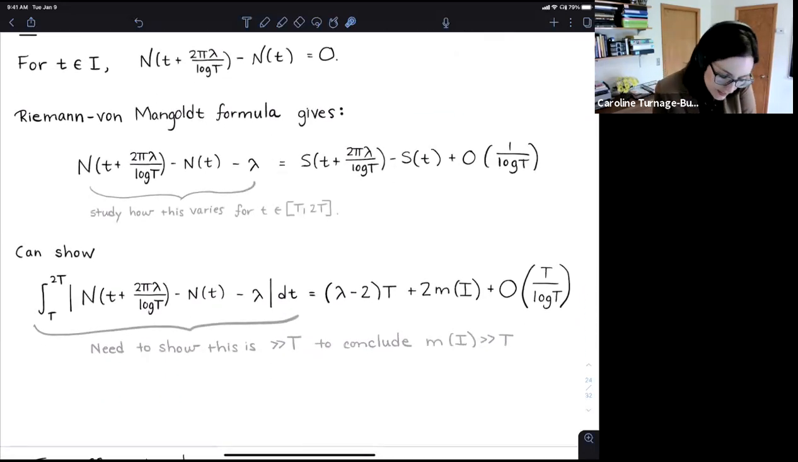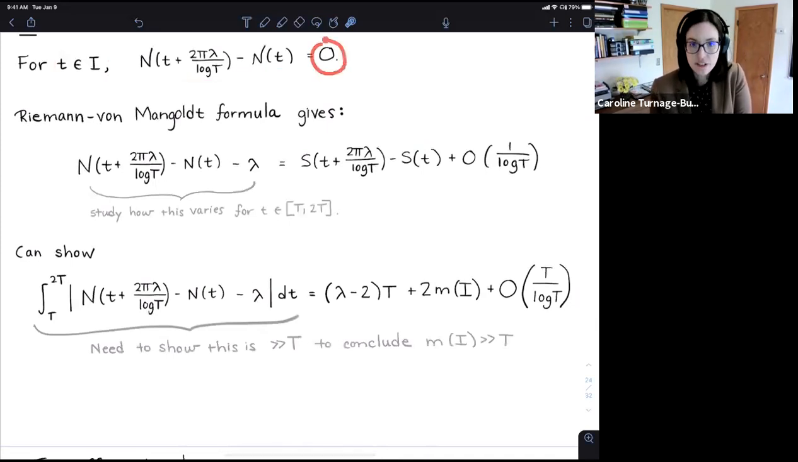Well, remember that if t is in I, then the number of zeros between n of t and n of t plus 2 pi lambda over log t are the same. So for t in I, this difference is equal to 0. On the other hand, if t is not in I, this difference can fluctuate. And so we can make sense of this difference via the Riemann-von Mangoldt formula that I gave at the beginning at the top.